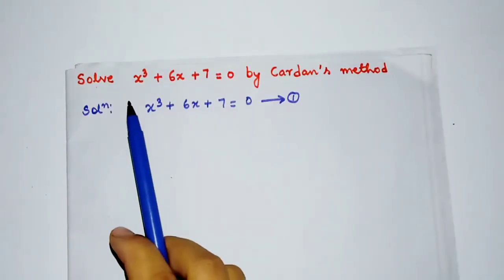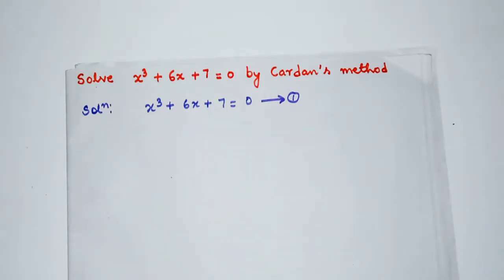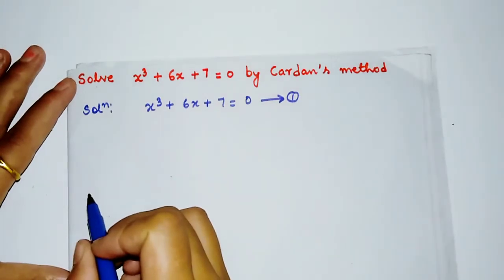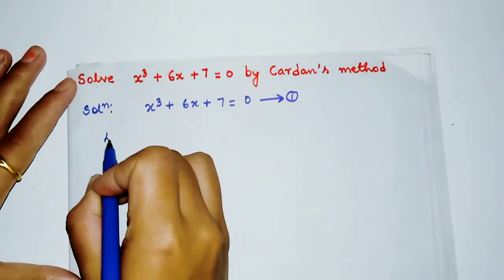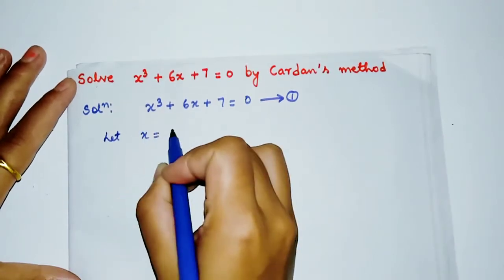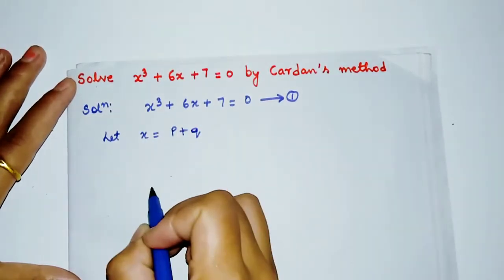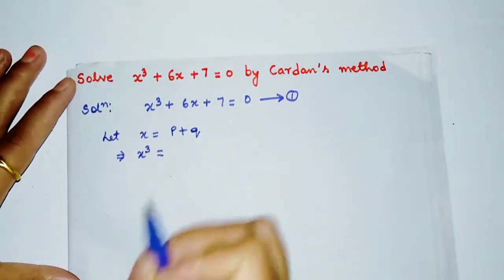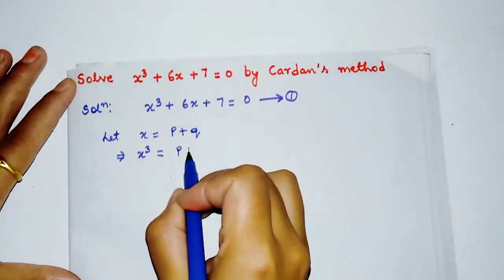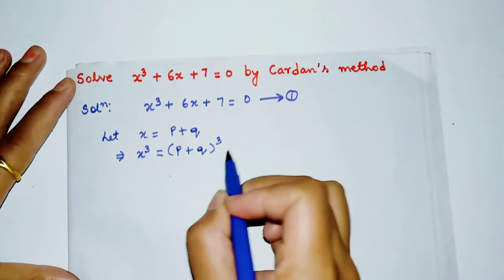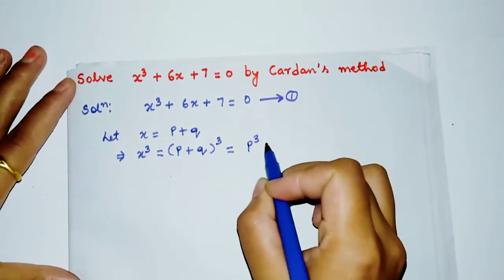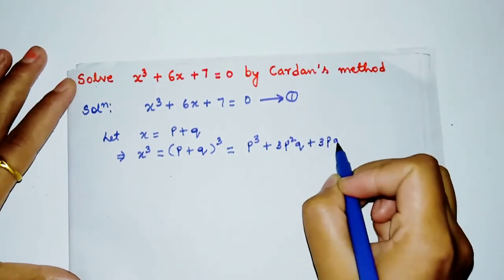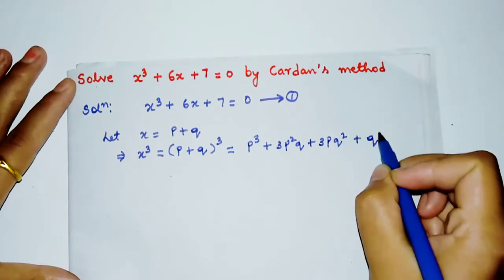In this video, we are going to solve this equation by Cardan's method. So this one is equation 1. To solve this one by Cardan's method, we let x be p plus q. Now we cube both sides. (p plus q) whole cube is equal to p cube plus 3p square q plus 3p q square plus q cube.